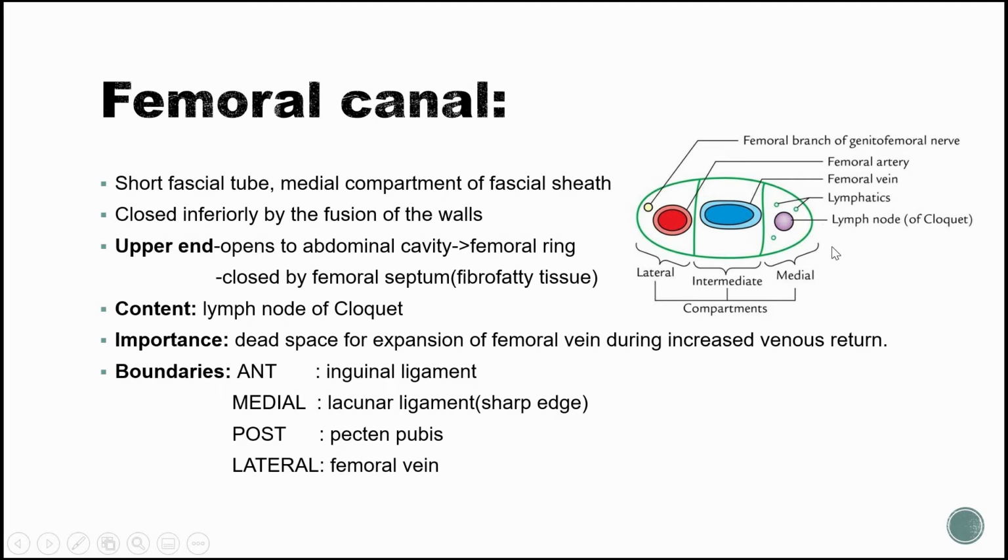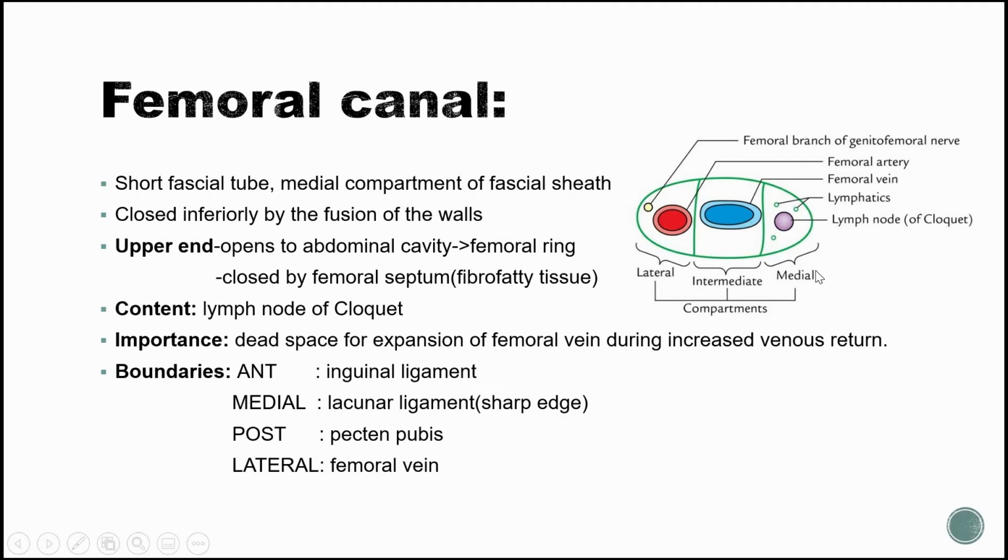The important content here is the lymph node of Cloquet. This is clinically significant because it provides a dead space for the expansion of the femoral vein, which is present in the intermediate compartment, during increased venous return. And now the boundaries of the femoral canal. It has anterior, posterior, medial, and lateral boundaries.